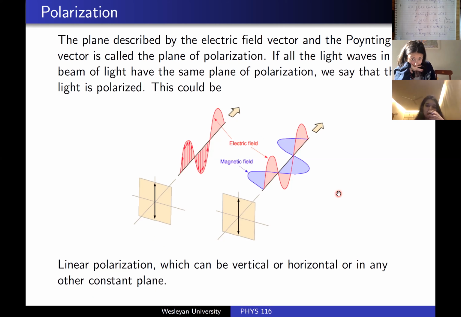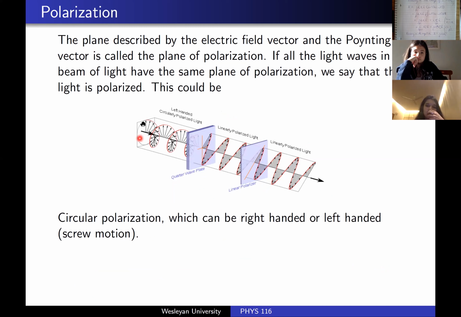What other kinds of polarization can we have? We can also have circularly polarized light, where as the light propagates, you can see that the electric field vector actually turns in a circle, but the light is propagating at the same time. So you get this kind of corkscrew for the electric field vectors. If you pass circularly polarized light through an optical element called a quarter wave plate, you can turn it into linearly polarized light. But we won't get too much into that.